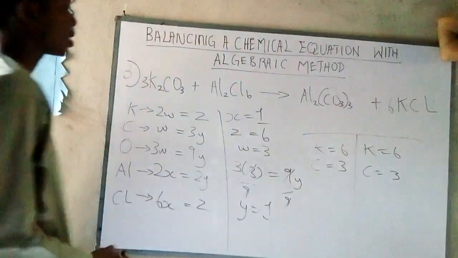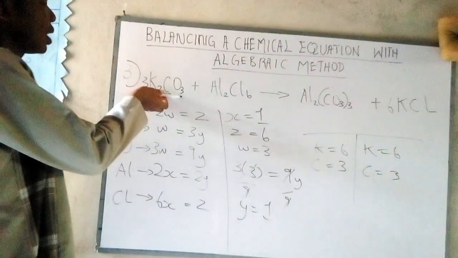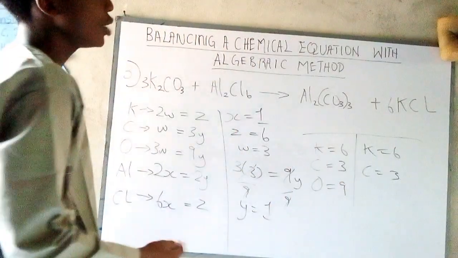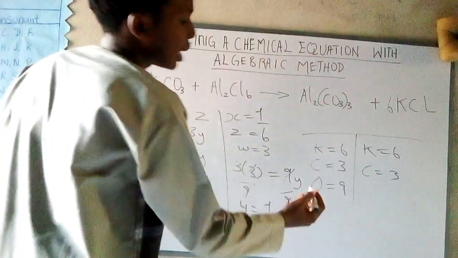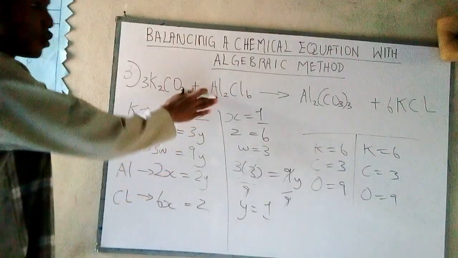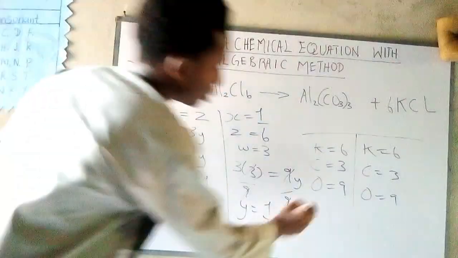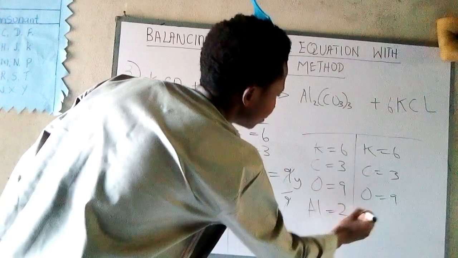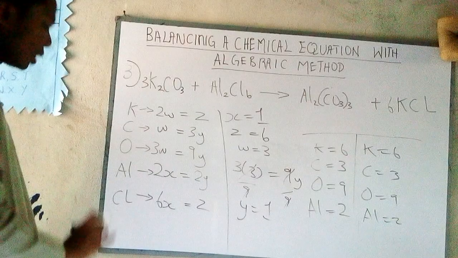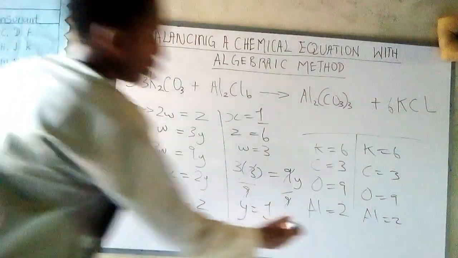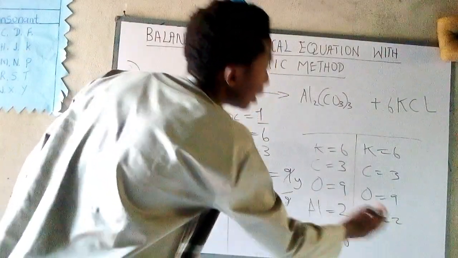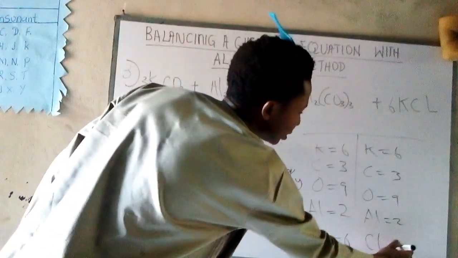So the next element is oxygen. Oxygen is how many here? 3 originally. 3 times 3 will give you 9 oxygen. Oxygen is equal to 9. How many oxygen do we have here? 3 times 3, 9 also. Okay, aluminium. How many aluminium do we have? We have 2 aluminium here. So aluminium is equal to 2. Okay, so finally we have chlorine. How many chlorine do we have here? 6 chlorine. And looking at this side, we also have chlorine to be 6.